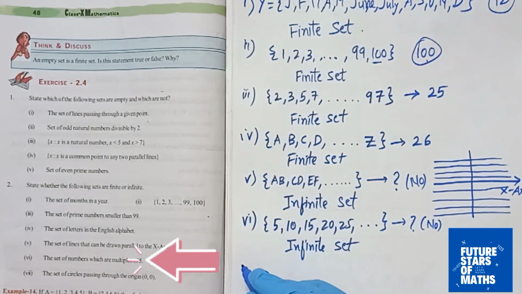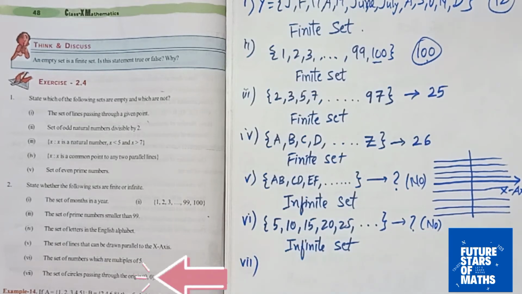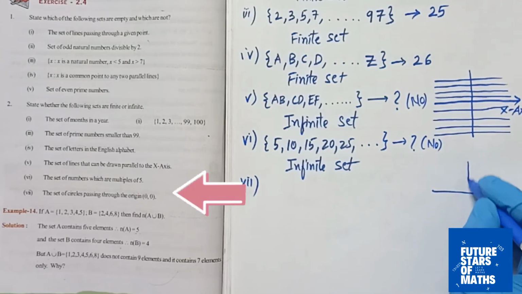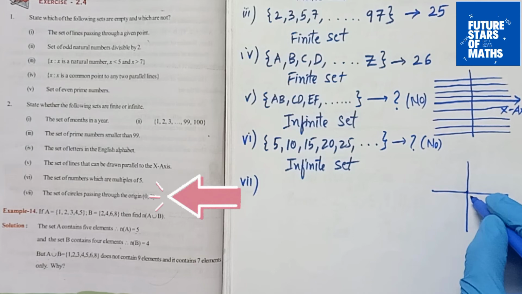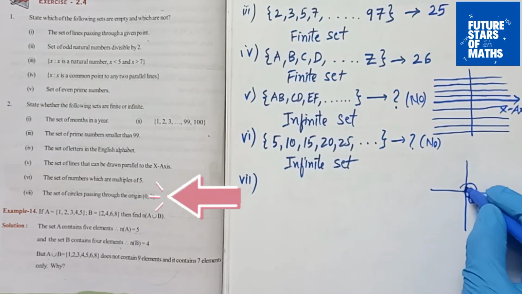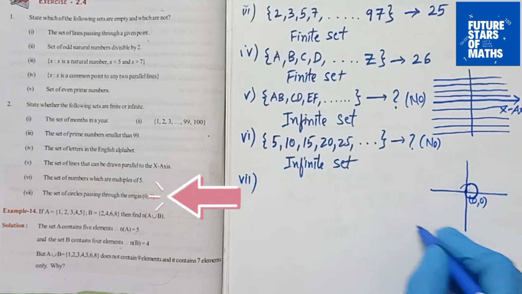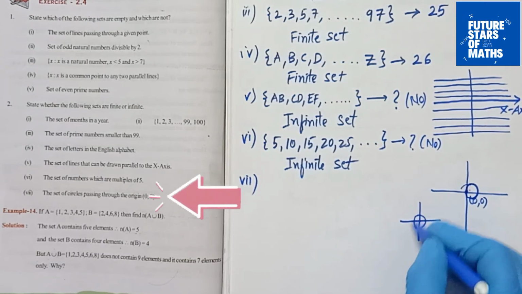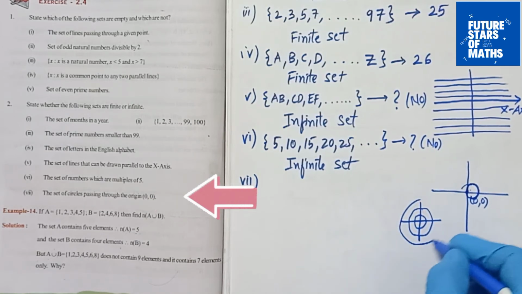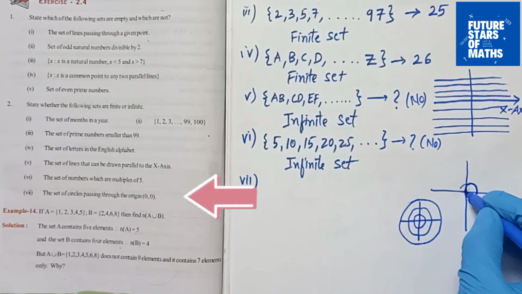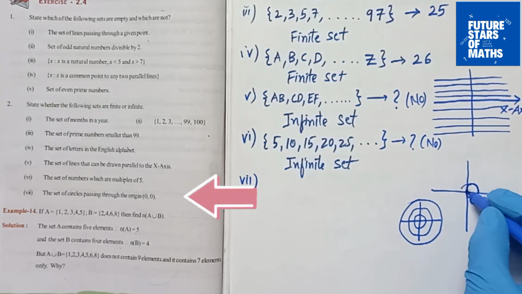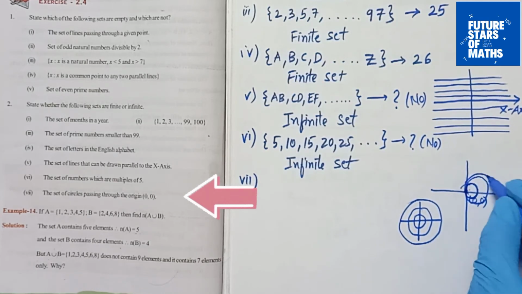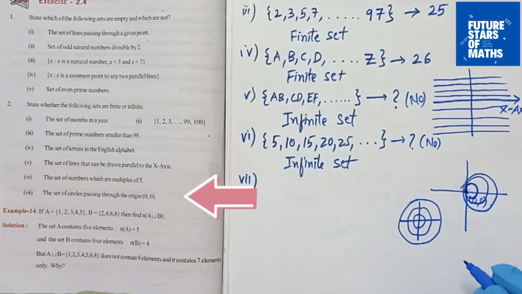Now, what is the last one? The set of circles passing through the origin (0, 0). If this is the axis, the origin means this point, (0, 0). Can we draw circles passing through this point? Like this we can draw, or it might be like this, passing through. So many circles can be drawn, infinite. From this point only, you can increase the radius and draw circles, like this, passing through. Anything can be there.